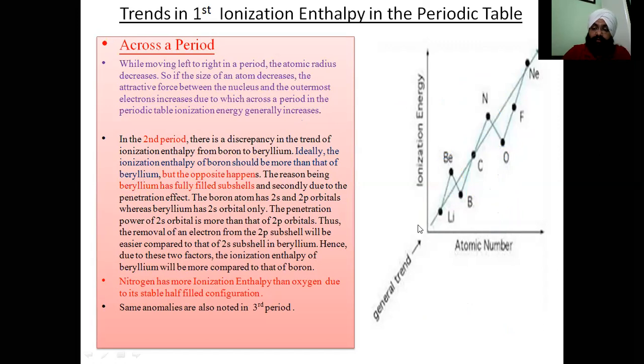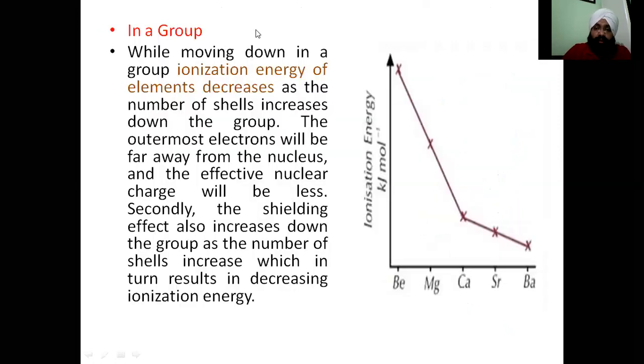So next we have the trend in a group. So what is happening in a group? While moving down the group, the principal quantum number increases. The shell, basically, the principal quantum number is increasing. So with the increase in the atomic size, the outermost electron goes away from the nucleus. So the general trend is that its value goes on decreasing as we move down the group.